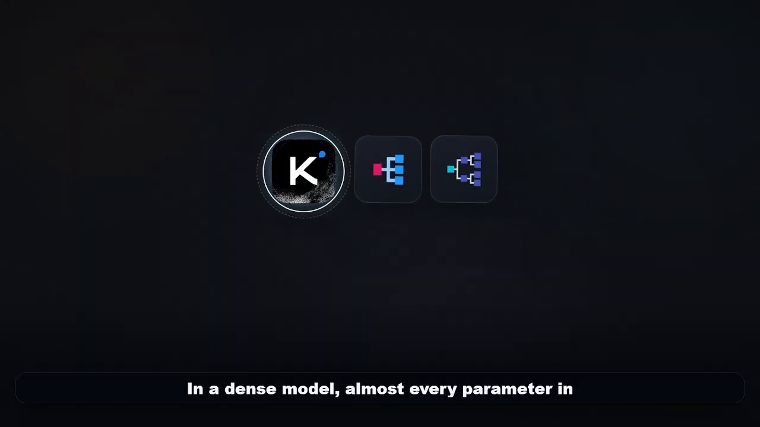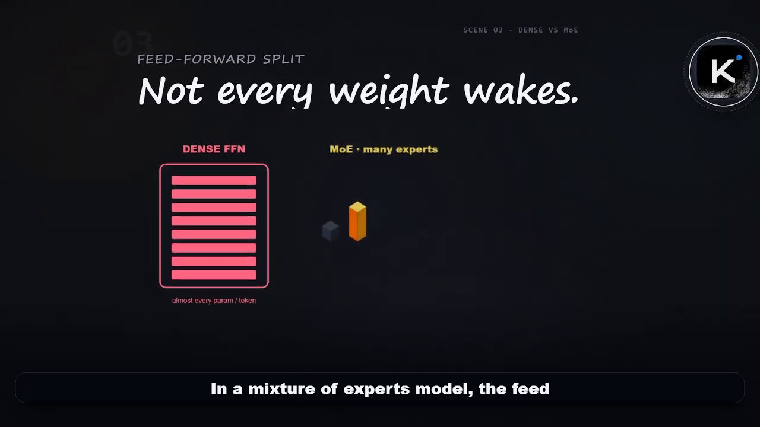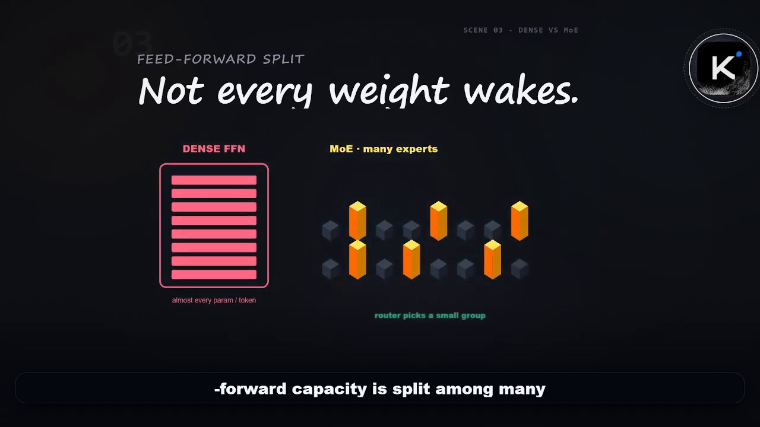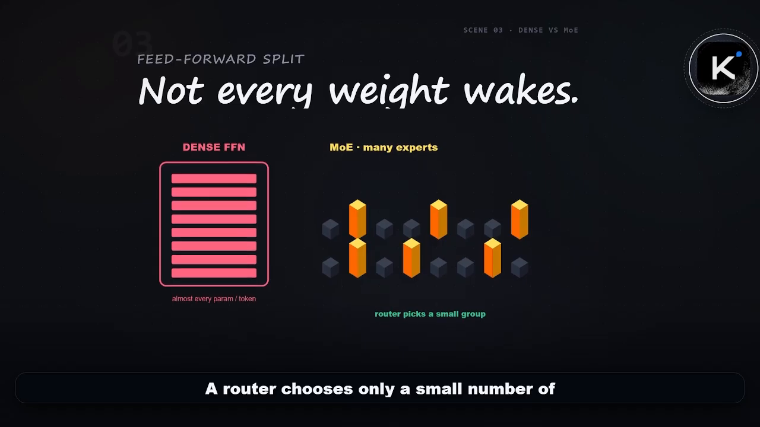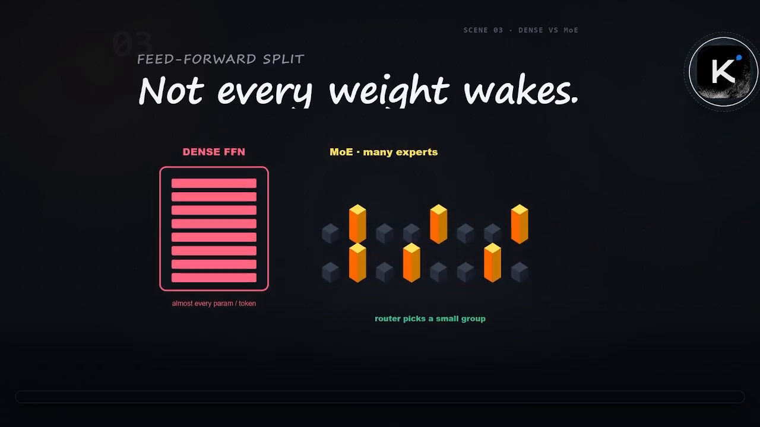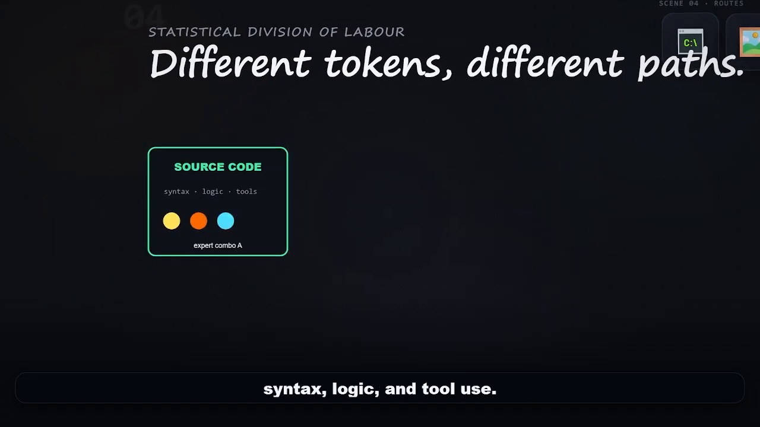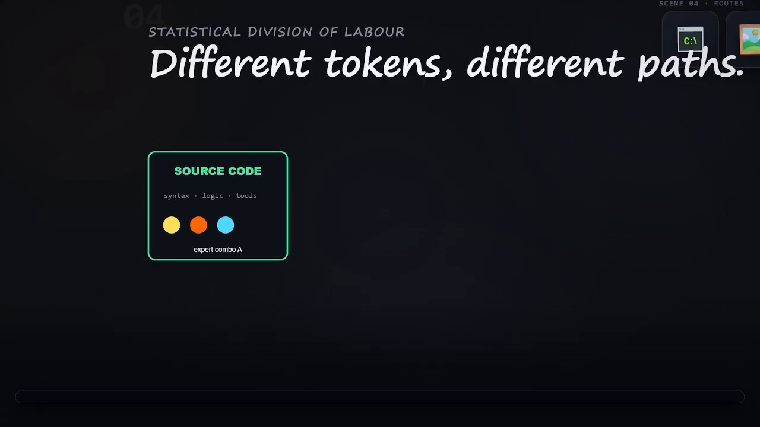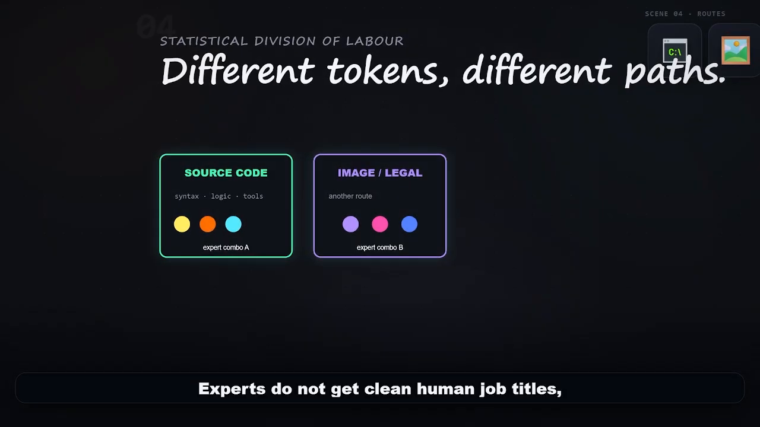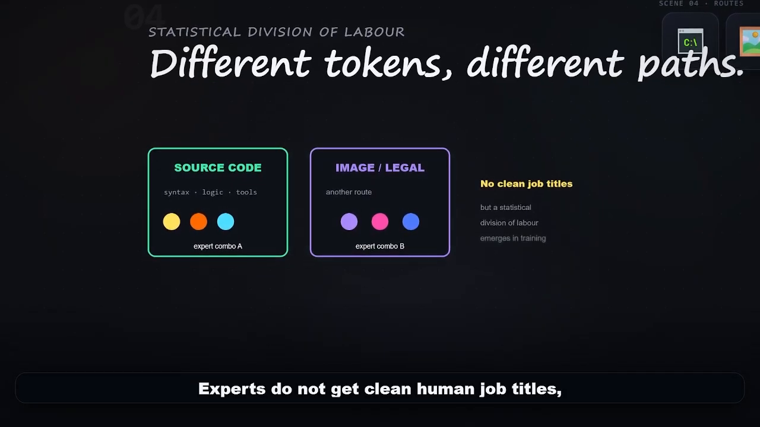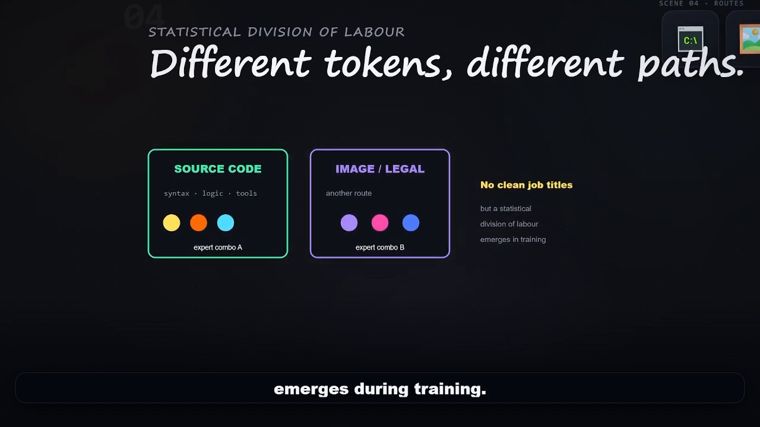In a dense model, almost every parameter in a feed-forward layer is used for every token. In a mixture of experts model, the feed-forward capacity is divided among many separate expert networks. A router chooses only a small number of them for each token. A token from a piece of source code might be routed through a combination of experts that have become useful for syntax, logic, and tool use. A token from an image or a legal document may take another route. These experts do not necessarily develop clean, human-readable job titles, but a statistical division of labor emerges during training.